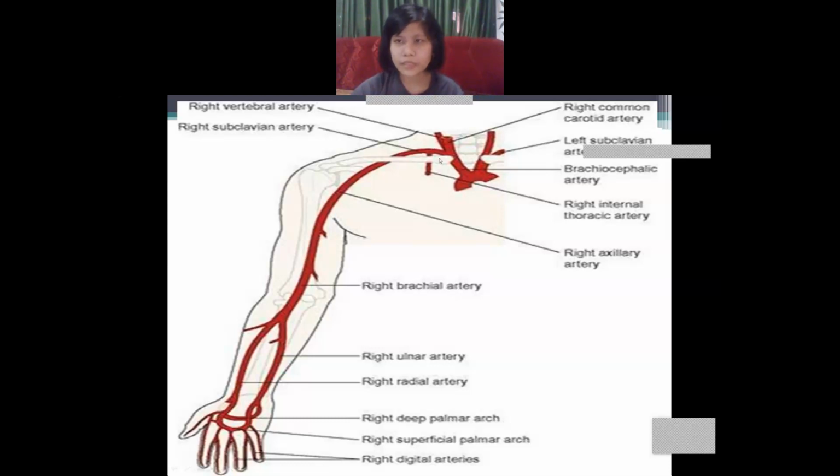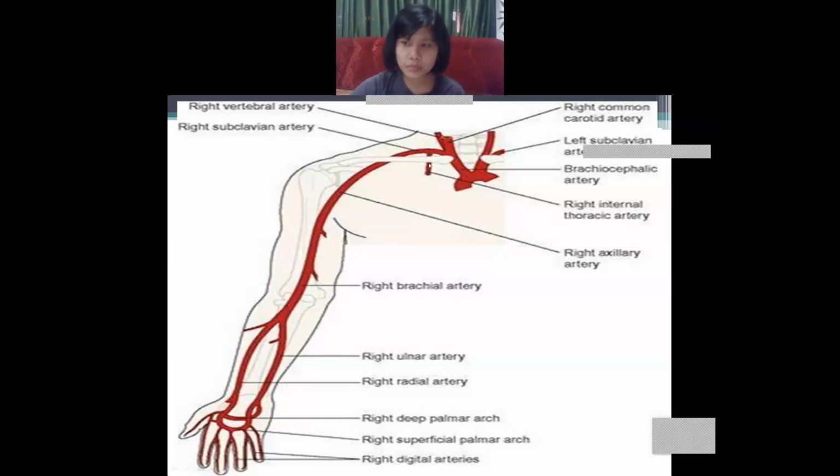And next is the subclavian artery. The subclavian artery, where does it lie? It lies at the backside of the clavicle. This is your clavicle, right? Your collarbone, or your beauty bone, you can say. So just at the back of that, you will find the subclavian artery. And you will also find the thoracic artery.